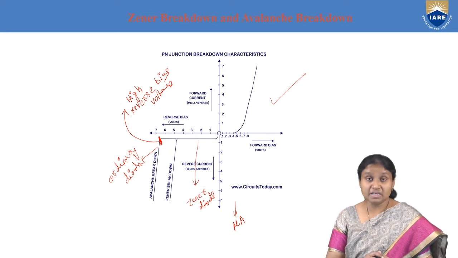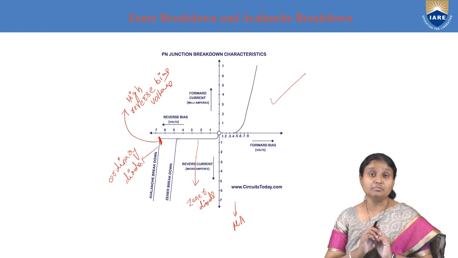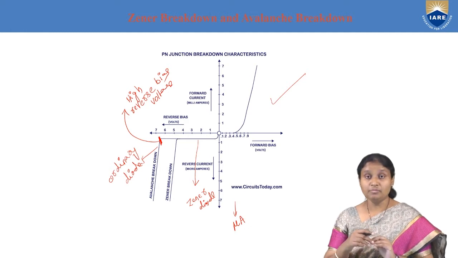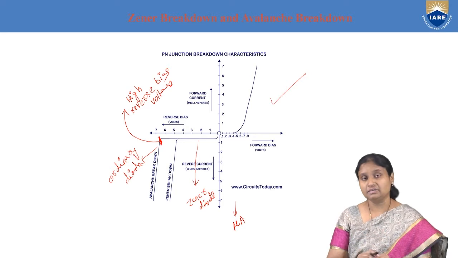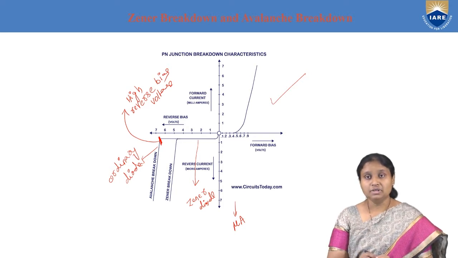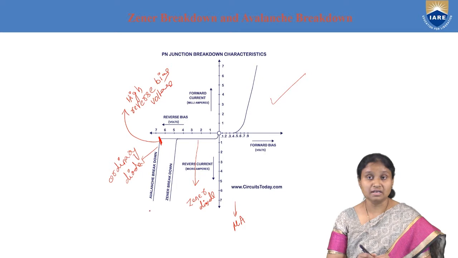And why is this multiplication of charge carriers taking place? Because of breaking of covalent bonds that are formed by intrinsic atoms with their adjacent intrinsic atoms. Okay. So here, all those bonds will break, and all those electrons will gain energy and start conducting. So that's why there is a sudden increase in the current.